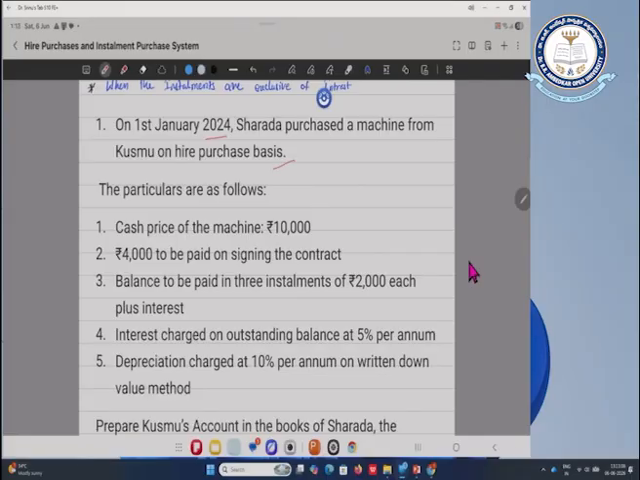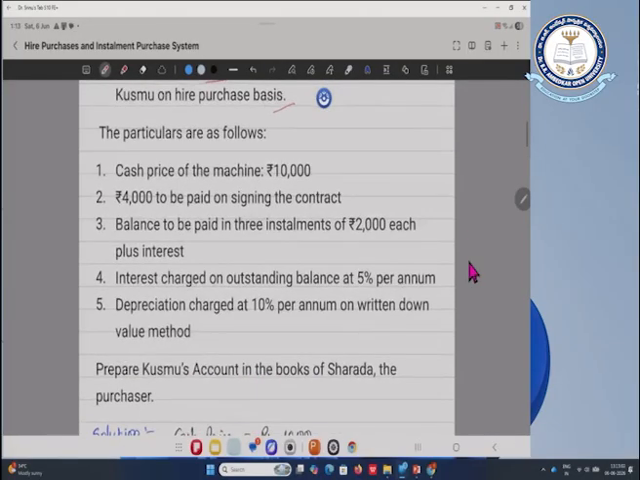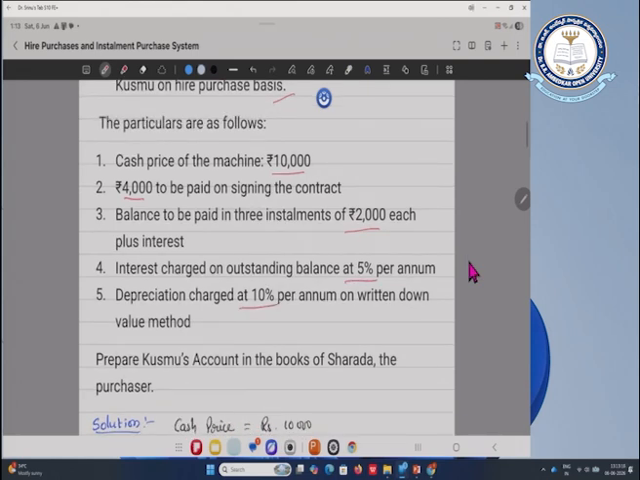On January 1st, 2024, Sharada purchased a machine from Kusmu on hire purchase basis. The particulars given: cash price of the machine is 10,000 and 4,000 is to be paid on signing of the contract, and the balance is paid in 3 installments, that is 2,000 per installment. Interest rate is 5% and depreciation is charged at 10%. So, this is the brief information about this hire purchase system problem.